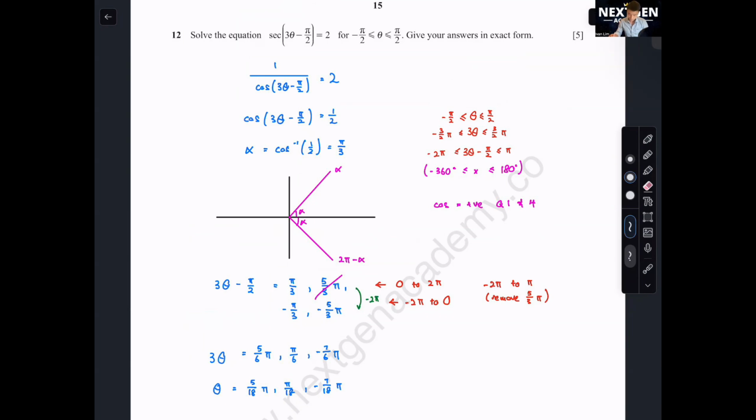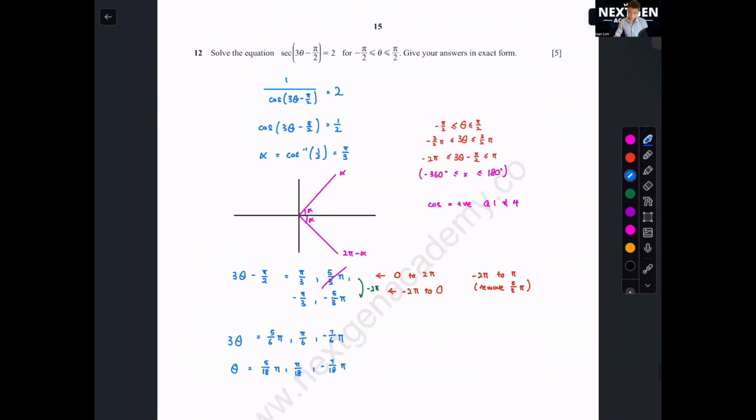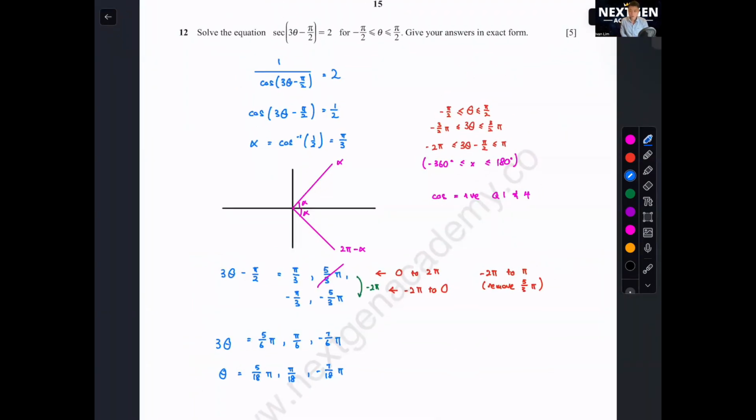Is there a pi over 18? Yeah. Isn't this pi over 18? 13 over 18? Don't have. Okay, number 12. If all good, then you just type 12 for this last one.